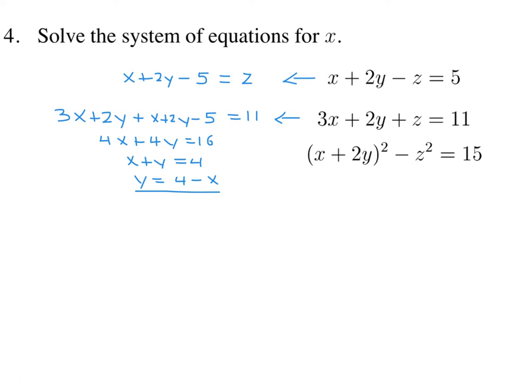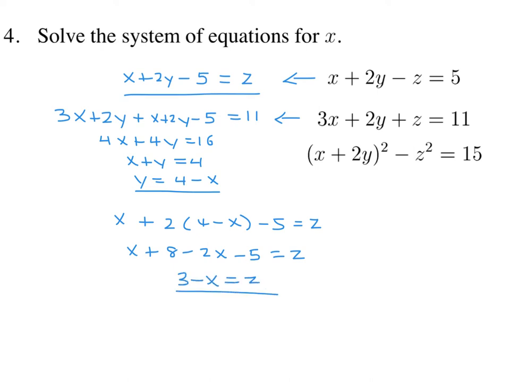Okay, great. All right, so where do we go from here? We can just substitute that finding into here, and we can get z in terms of x. So x plus 2y, but y we just figured out was 4 minus x, minus 5 is equal to z. And that means x plus 8 minus 2x minus 5 is equal to z. And what is this going to be? 3 minus x is equal to z. Okay, great. So we got y in terms of x, z in terms of x.